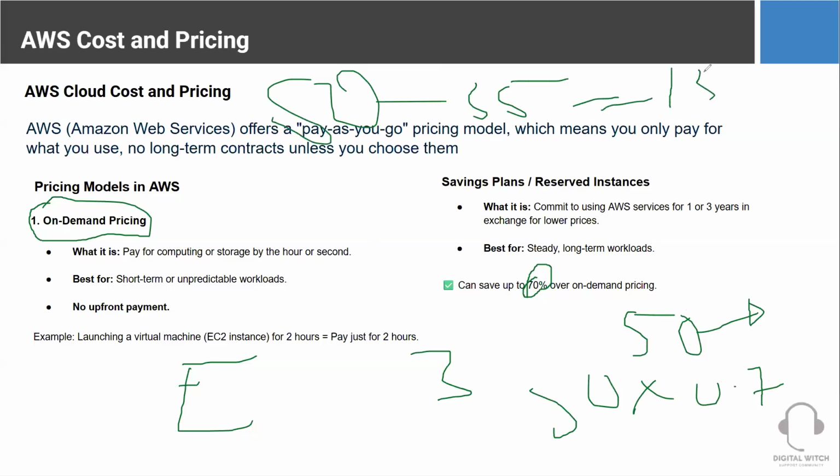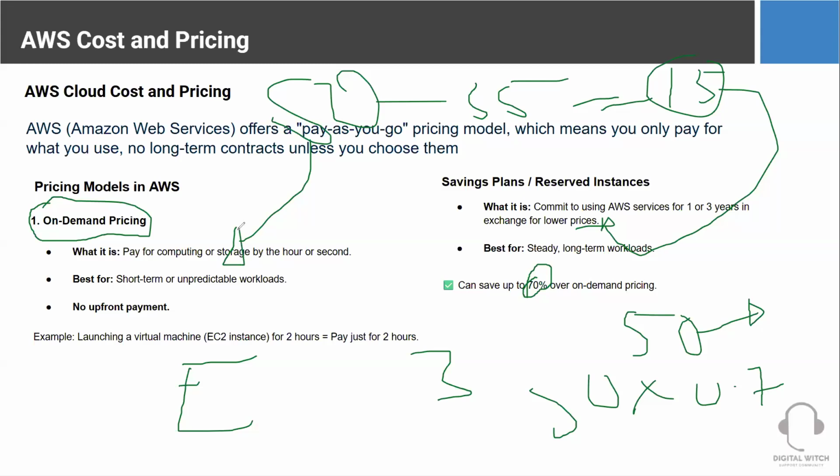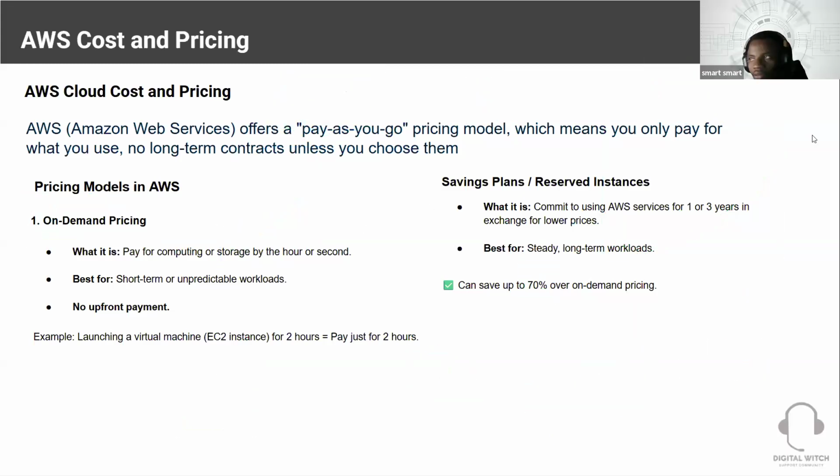$15. So what will you pay? You will pay $15 instead of $50. Can't you see it's a huge difference? So this is how they will charge you. They will charge you $15 here, and they will charge you $50 there. Why? Because you are paying upfront.